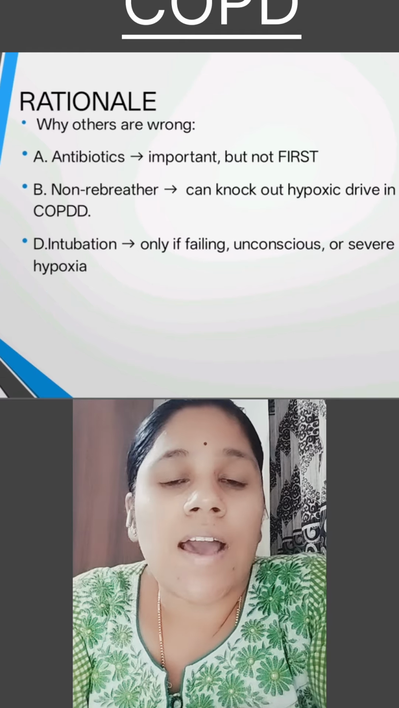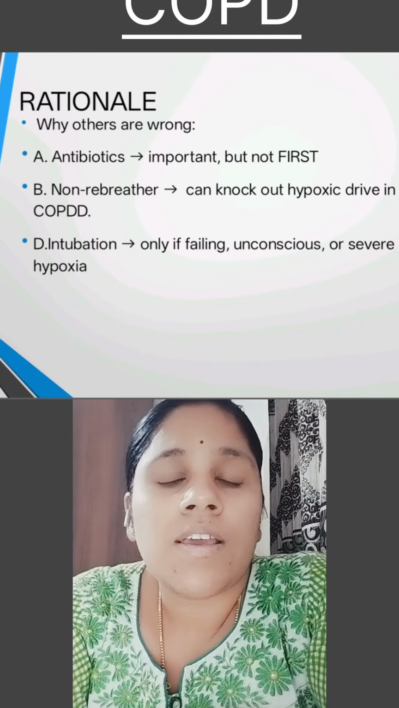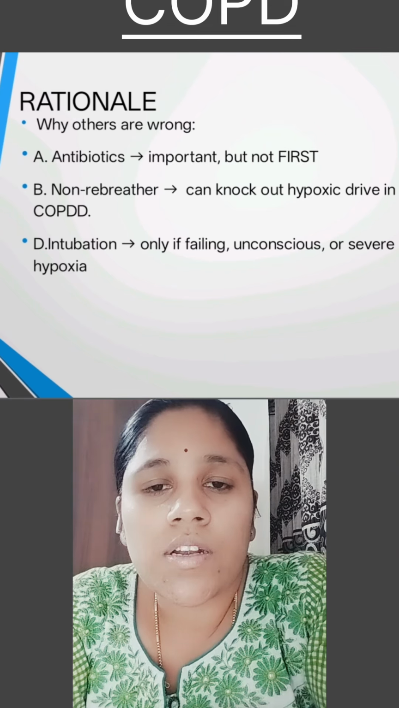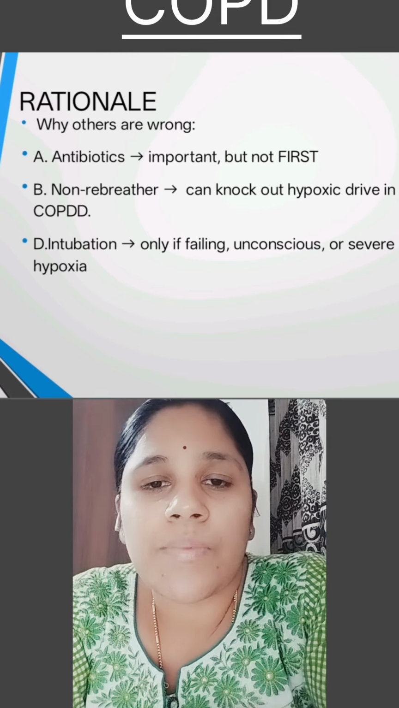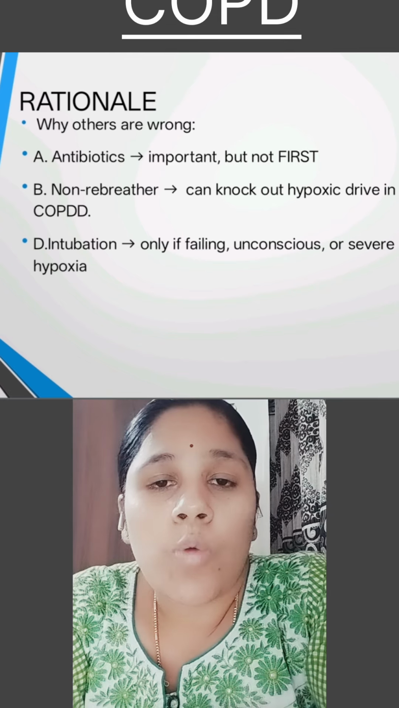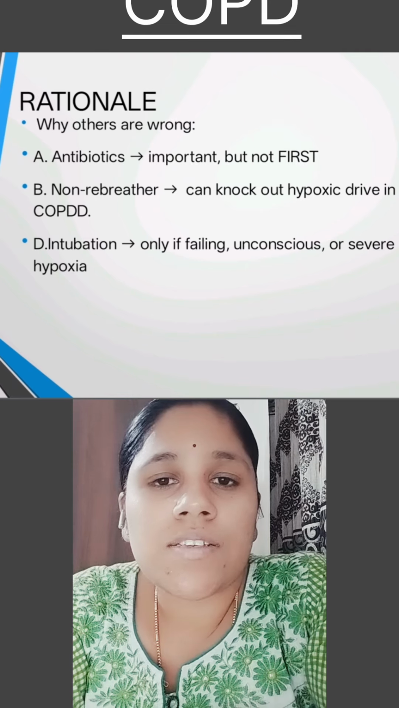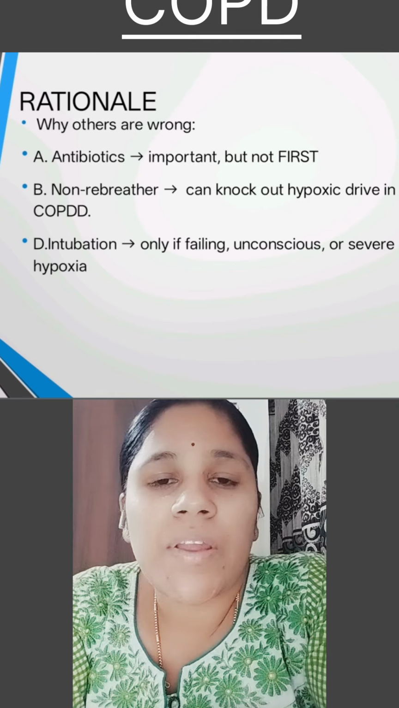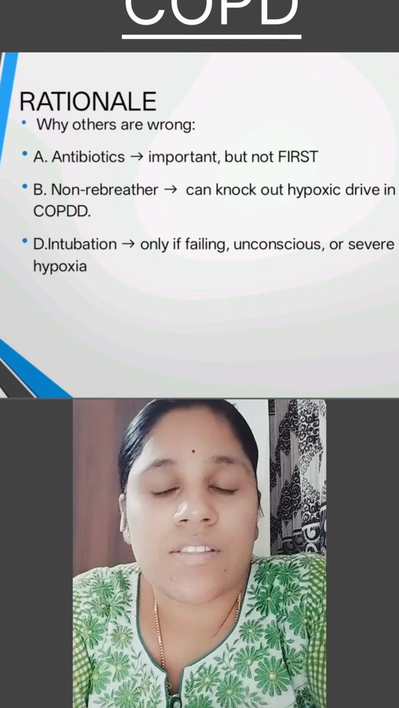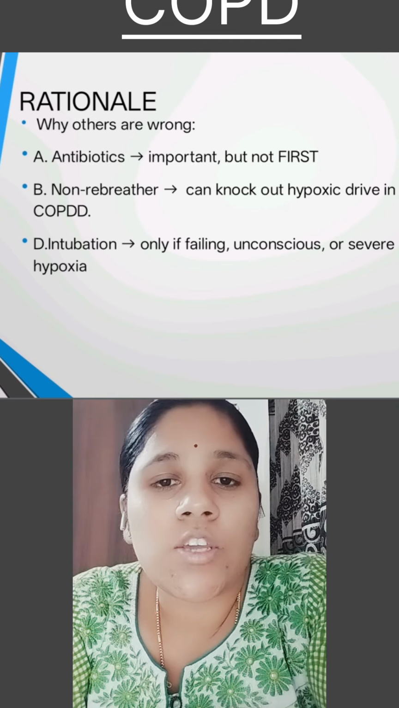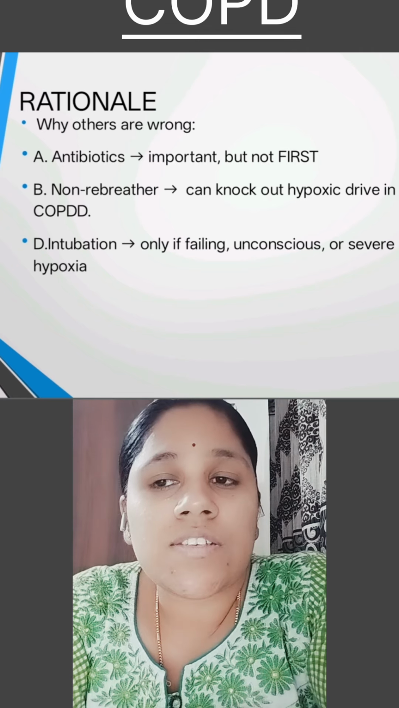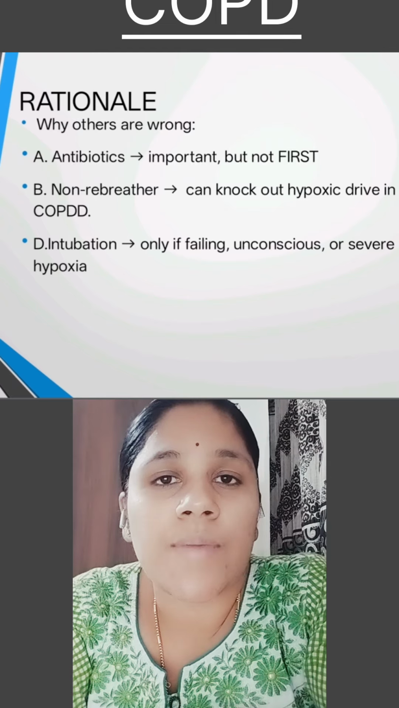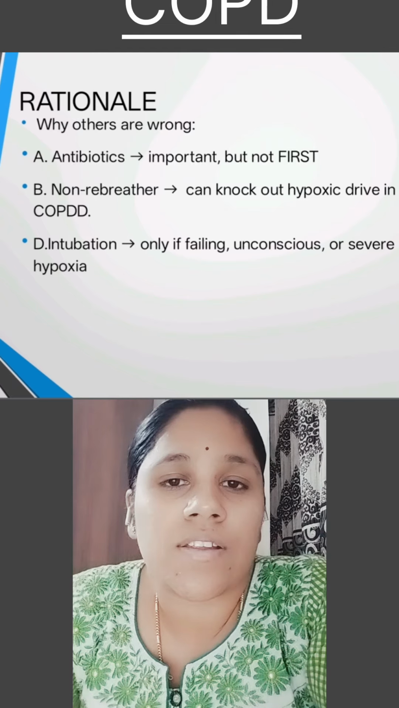So we are going to see why the other answer options are wrong here. A, antibiotics, are important of course, but they are not the priority to be started at this particular point of time. The management has to be done first. Option B, the non-rebreather mask, is not correct because it can knock out the hypoxic drive of COPD patients, and the patient will lose the drive to breathe. And option D, intubation, is only if the patient is failing to breathe, is unconscious, or has a severe hypoxic condition. Only then are we going to intubate the patient.